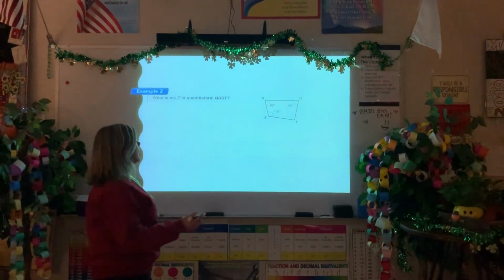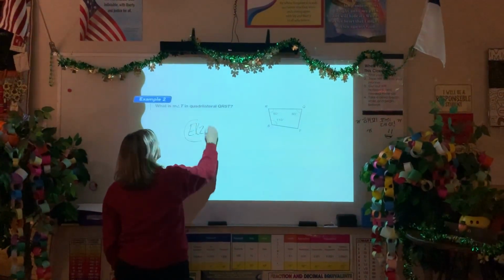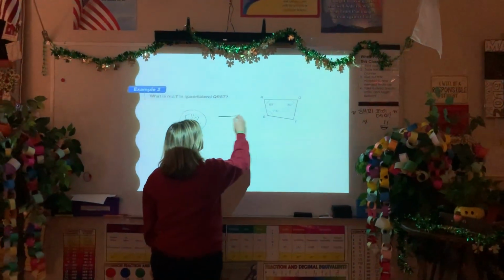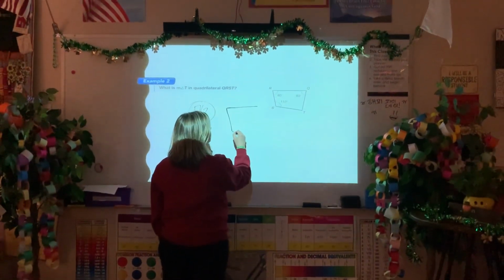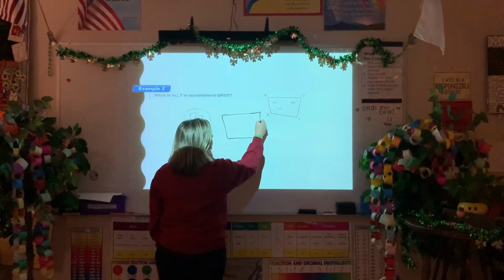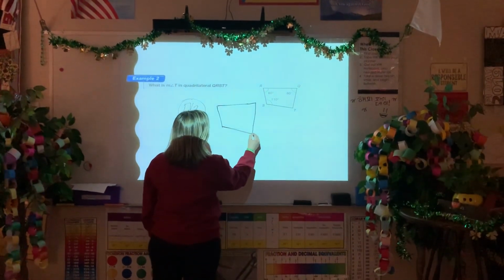All right, next one is example number 2, where we're going to find what is the measure of angle T in the quadrilateral QRST. So EX2. And go ahead and draw this weirdie. Looks like a trapezium. Yep, a trapezium, which is, of course, a, that didn't look like a trapezium. Mine looked more like a trapezoid.